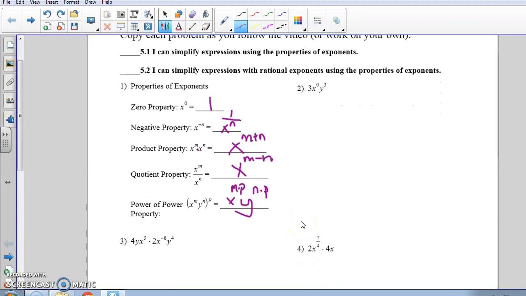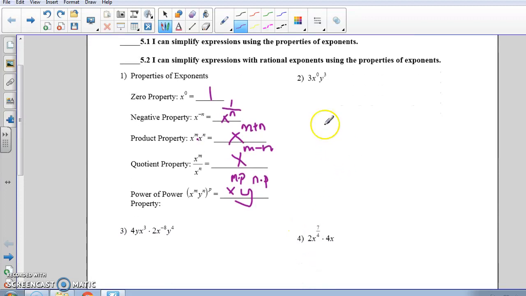So let's start applying these properties to different expressions in order to simplify them. For number 2, we have 3 multiplied by x to the 0, but that just means it's 3 times 1. And then you still have y cubed. So just to make it look a little nicer, 3 times 1 is 3, keep the y cubed.